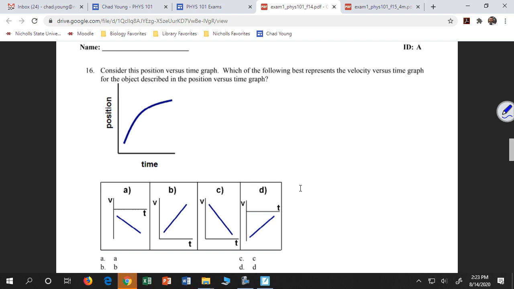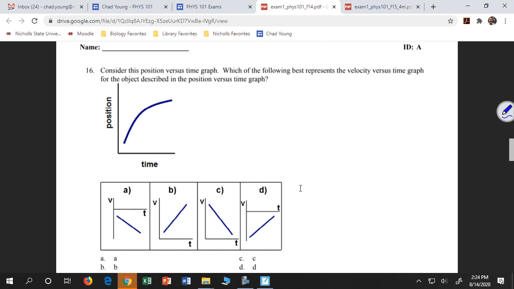All right, so the one on the top is x versus t. And the ones in A, B, C, D, those are the velocity versus time graphs. The first thing I need to ask is, what is the velocity, positive or negative, in this x versus t? And my question is then, what is the slope? Is it positive or negative?